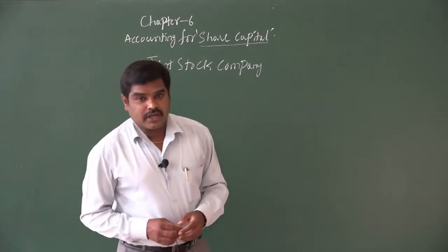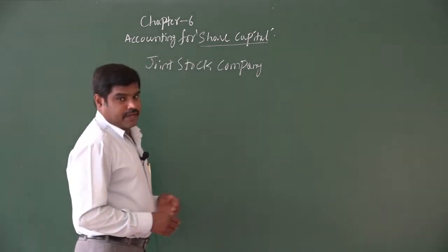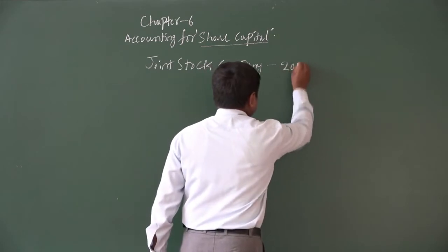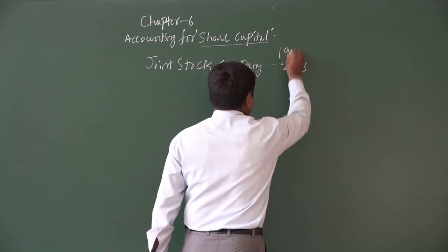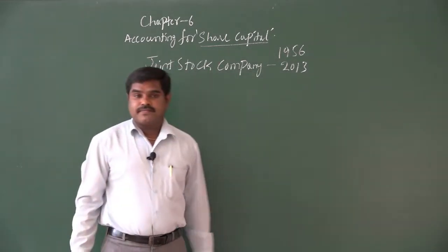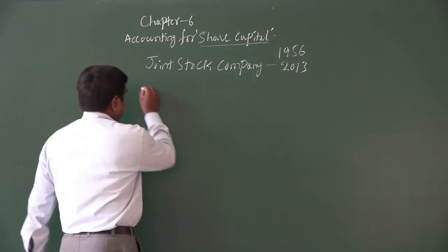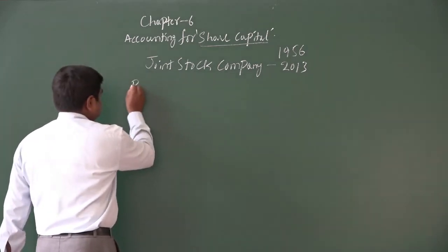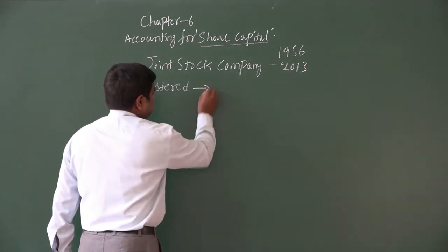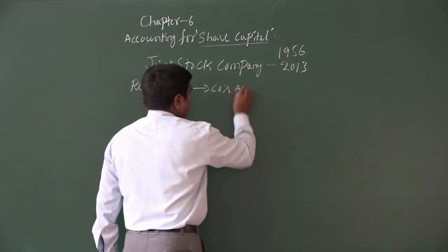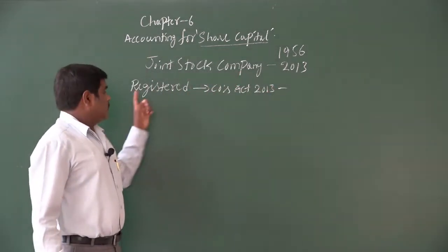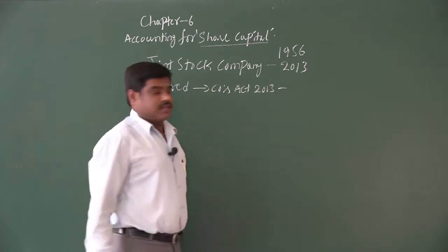What is the meaning of joint stock company? Of course, the Companies Act of 2013. I think you remember the Indian Companies Act of 2013. Earlier we used to call it 1956. The Companies Act of 1956 has given one definition: a joint stock company should be registered under the Companies Act, now called 2013.